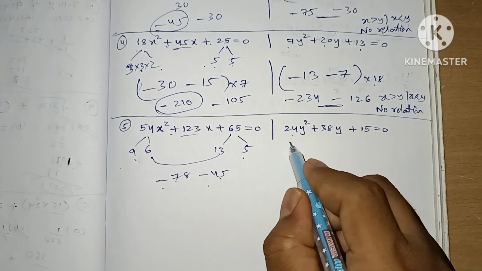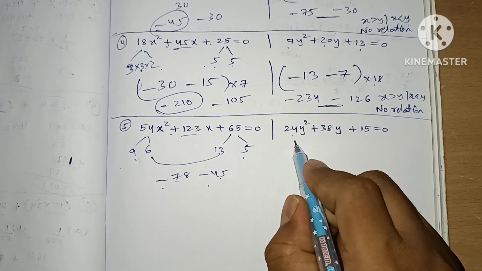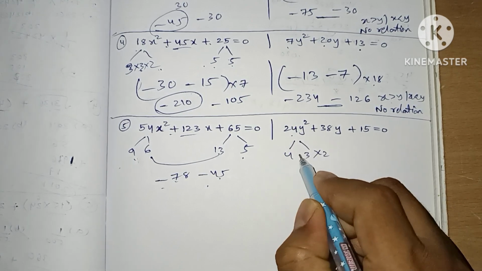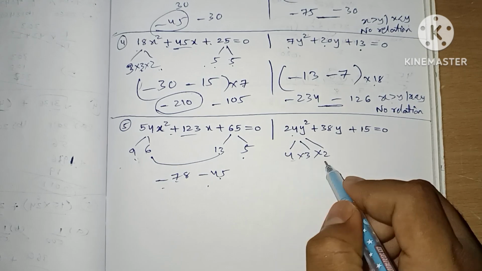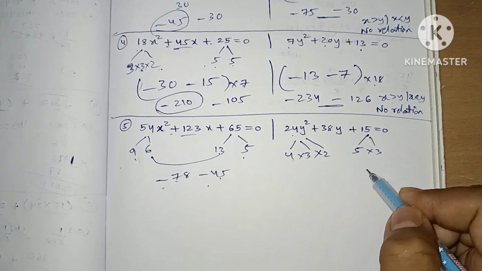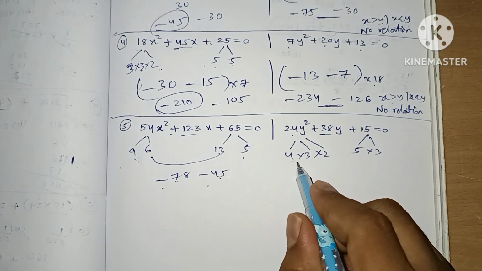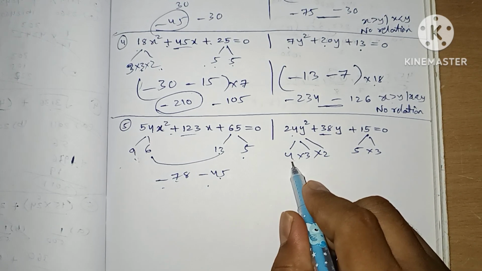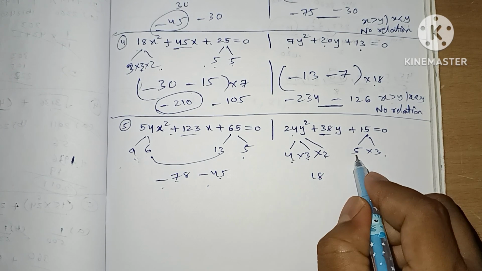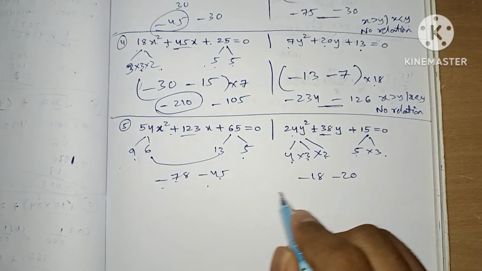Here 24. 24 means we can write this as 4 into 3 into 2. Write this as 5 into 3. We need to get 38. So 9, 2 times is 18. 5, 4 times is 20. So these are the roots. Plus and plus means the roots are in negative.